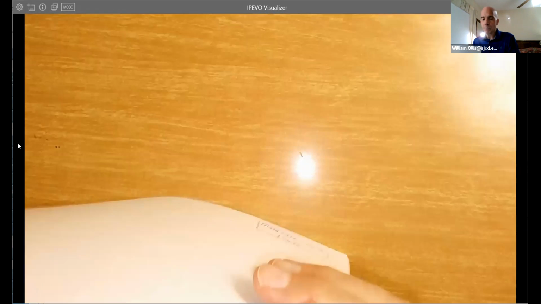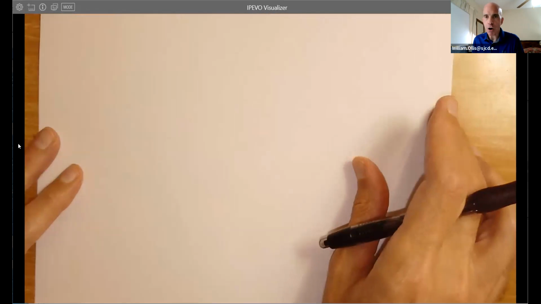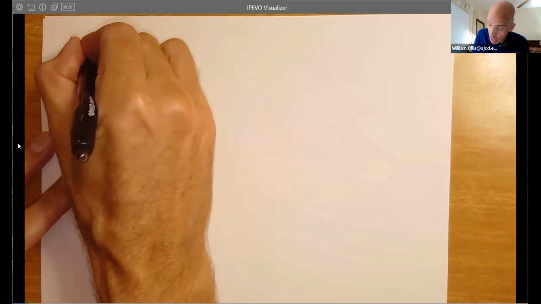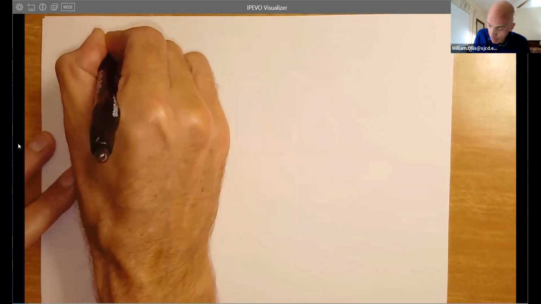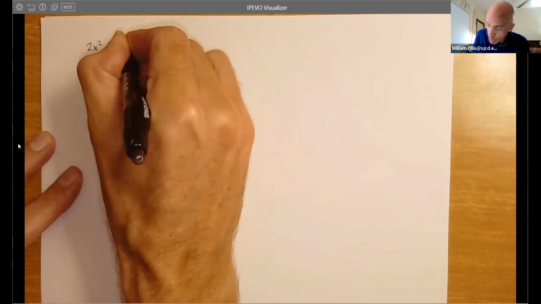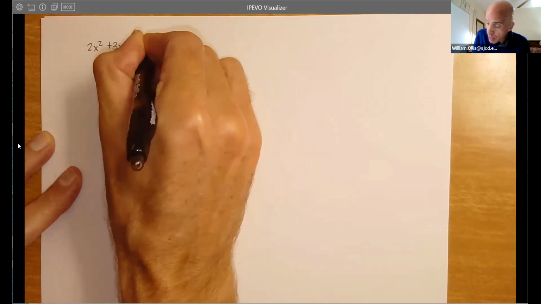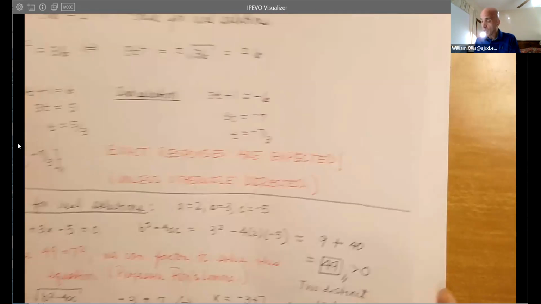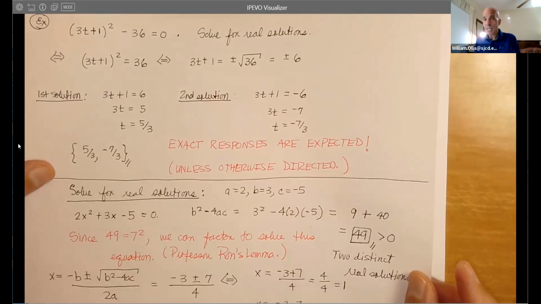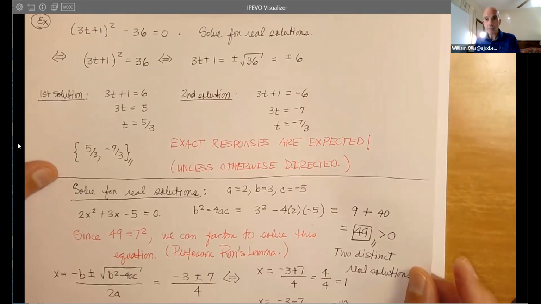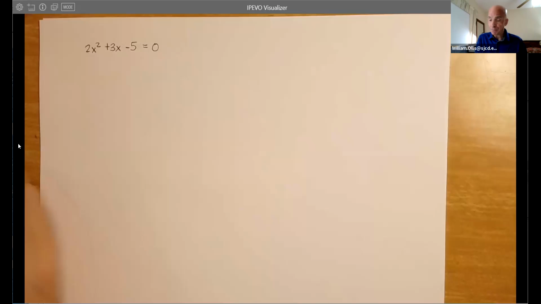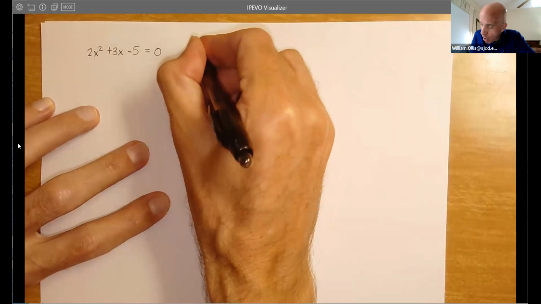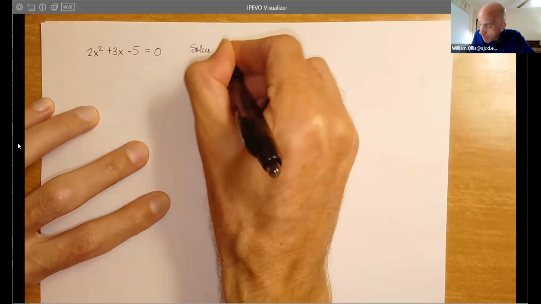Now, let's just say we were doing this same problem, but I asked you to factor to solve it. And then you're keeping your fingers crossed thinking, well, I hope this factors. So 2x squared plus 3x minus 5. And notice when I do this problem, what does Professor Ron do first? You do the discriminant first to keep the arithmetic easy. Do the discriminant first. So now when we look at this, we'll just say solve by factoring.